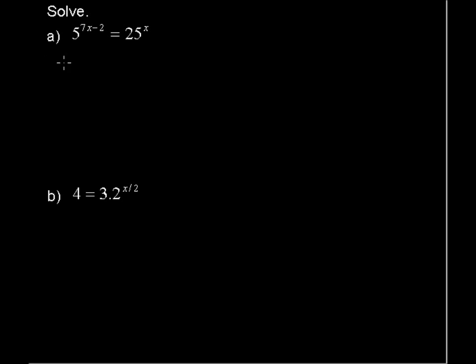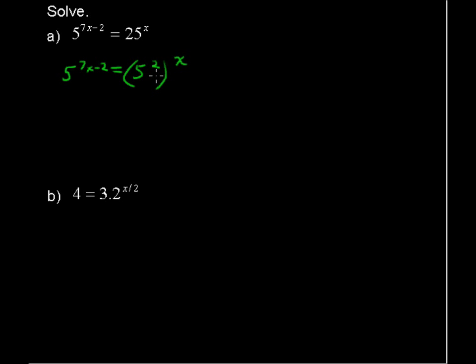Solve. 5 to the 7x minus 2 equals 25 to the x. With this first problem, we notice that we have a base of 5 and a base of 25, and actually we can rewrite this right-hand side so that it also has a base of 5. So we can say that this equals 5 squared raised to the x power, because 5 squared is equal to 25. And the left-hand side stays 5 to the 7x minus 2.